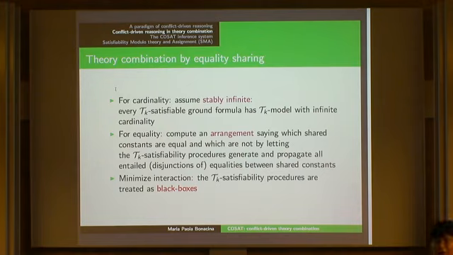Now, the key feature of this method is that it minimizes the interaction among the satisfiability procedures being combined. And this is generally regarded as a plus, because these procedures only need to send around equalities or disjunctions of equalities between shared constants, and other than that, each of them can work on its own, and they can be treated as black boxes.